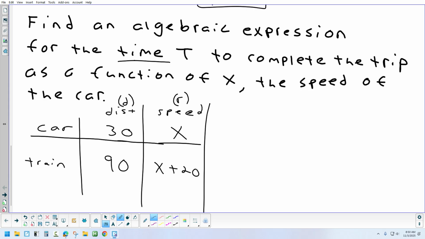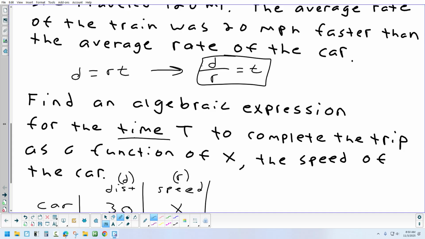Now we've got all our information organized into a chart. We have a way to represent the distance and the speed for the car and the distance and the speed for the train. If you can write down distance and speed, then you can figure out time. So that's what we'll do now.